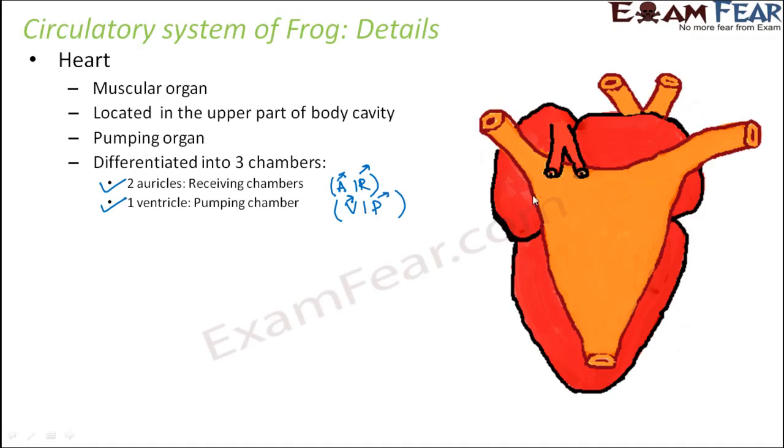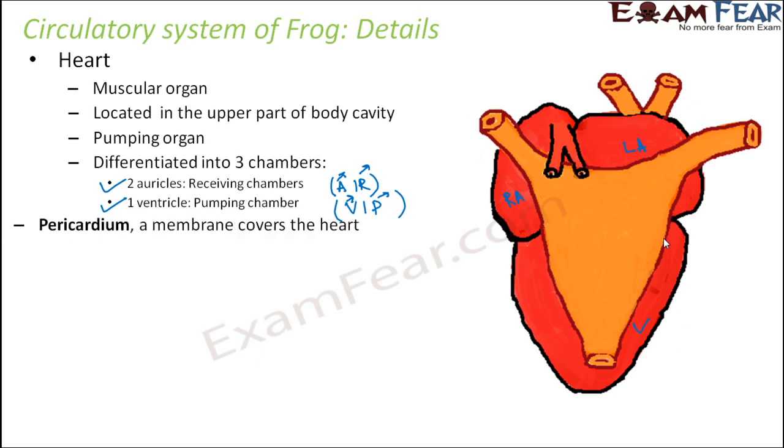So for now, you just understand this, that if this is your heart, you have 2 auricles. This is your right auricle, this is your left auricle, and this is your ventricle. So you can see 3 chambers. This is one chamber, red color, this is another chamber, red color, and this is one single ventricle.